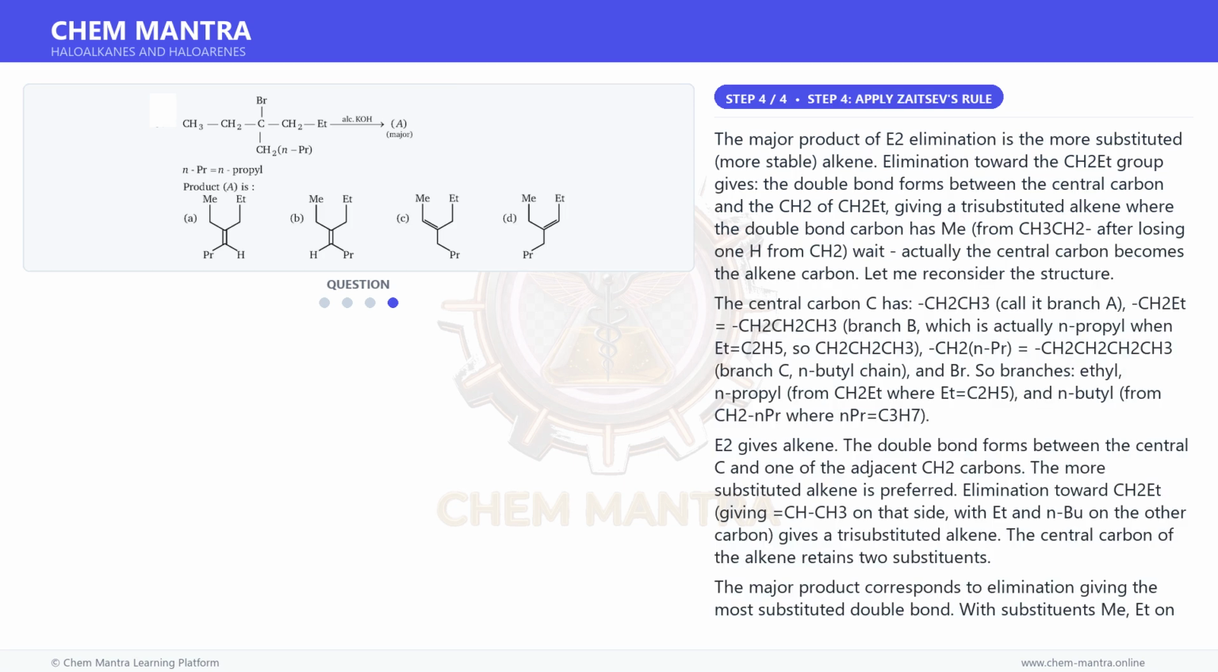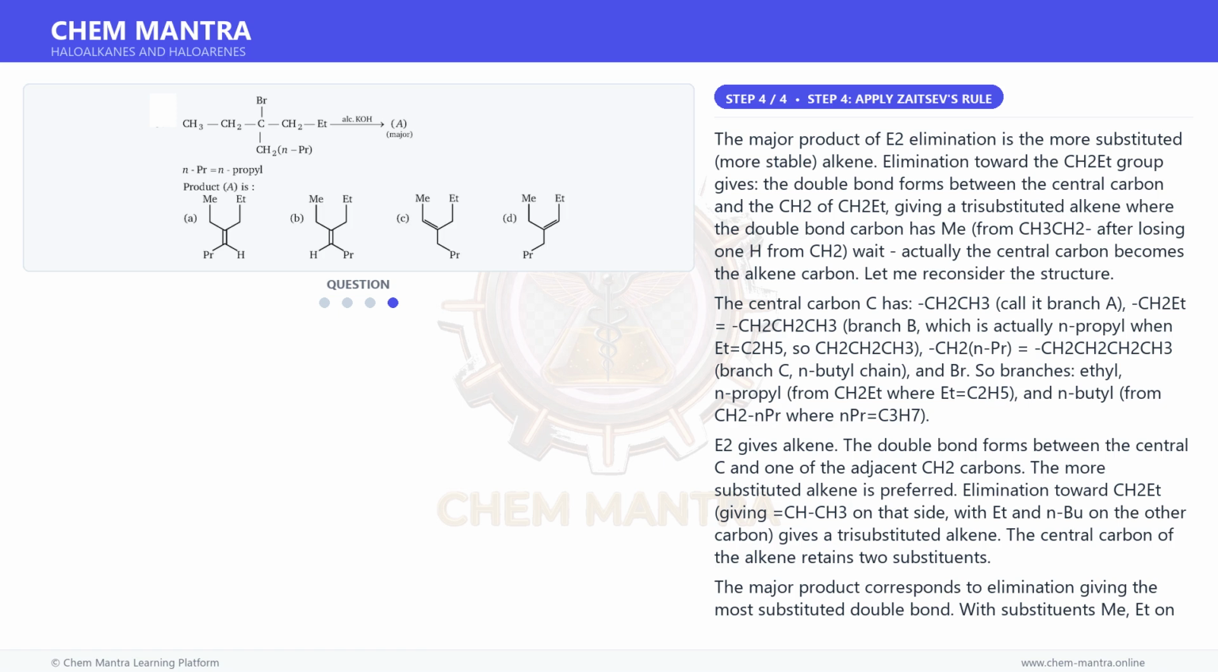And for the final step, the major product of E2 elimination is the more substituted, more stable alkene. Elimination toward the CH2Et group gives a double bond between the central carbon and the CH2 of CH2Et, giving a trisubstituted alkene where the double bond carbon has Me from CH3CH2 after losing one H from CH2. Wait, actually the central carbon becomes the alkene carbon. Let me reconsider the structure.